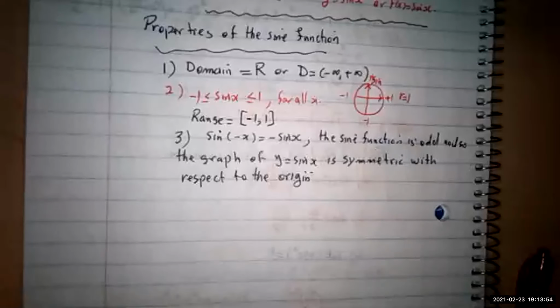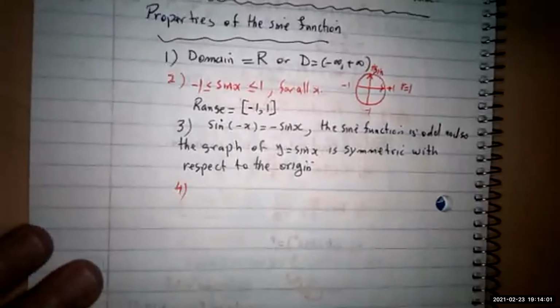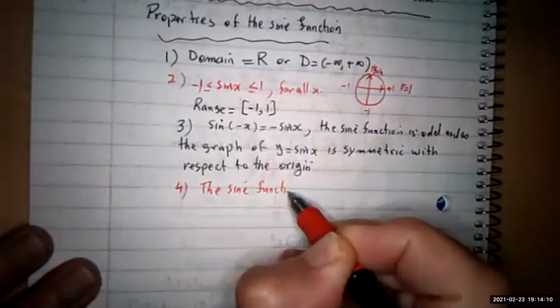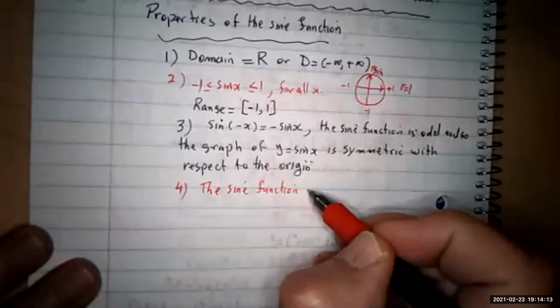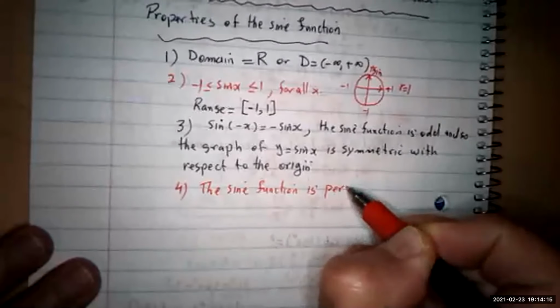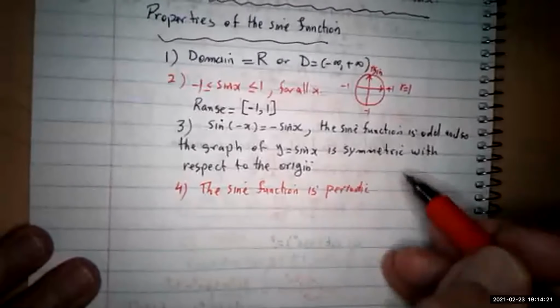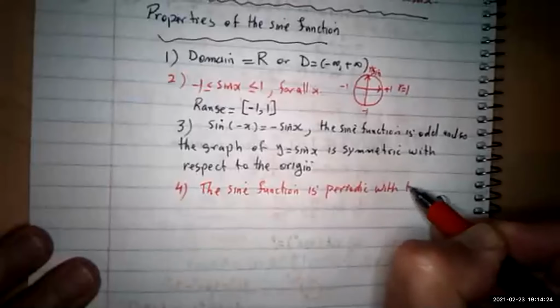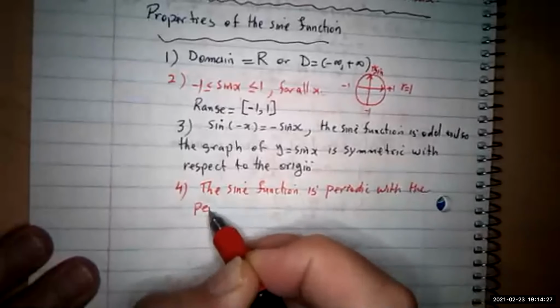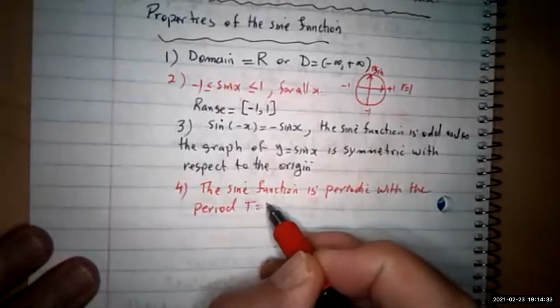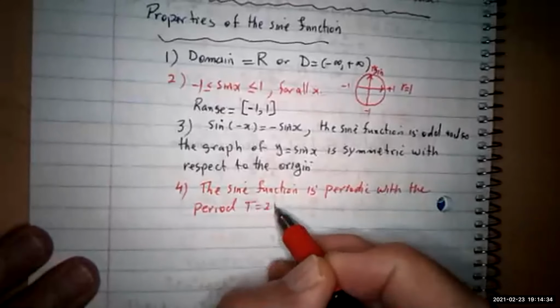So this is another famous property of the sine function. We can get back to the original one. So the sine function is periodic with period. We usually write T equal to 2 pi.